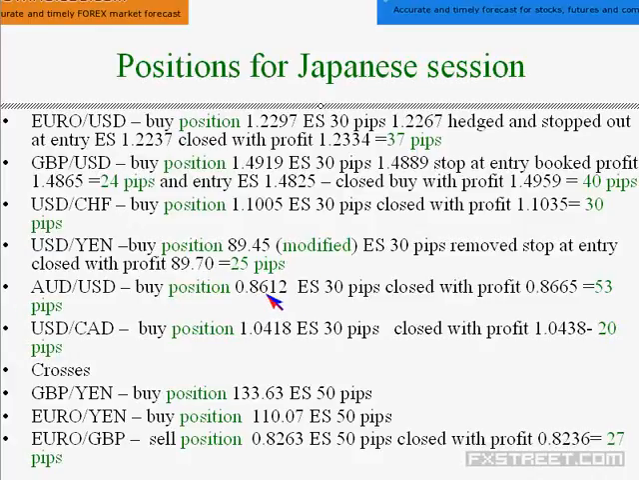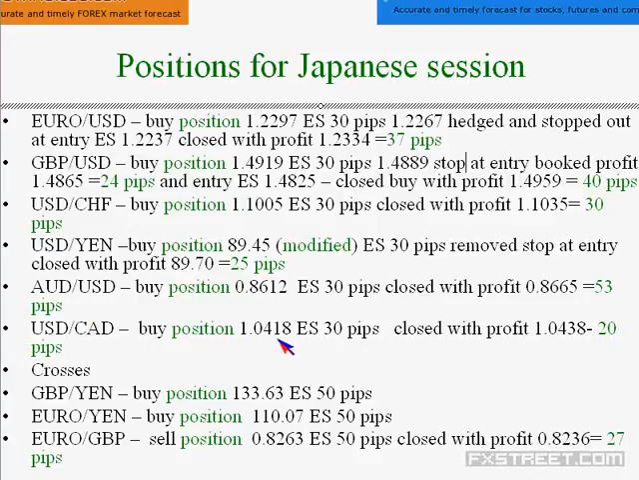In the case of the Australian dollar, at 86.12, I took a position. I kept a limit order and that got filled, and subsequently it came down to 85.97. The hedging order was not filled. It went up quickly to 86.65. I booked about 53 pips profit.